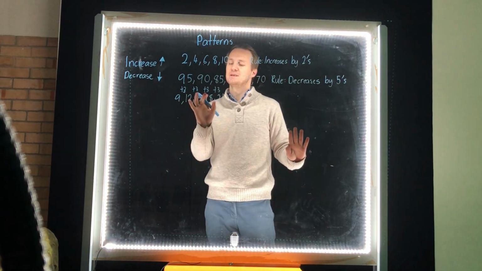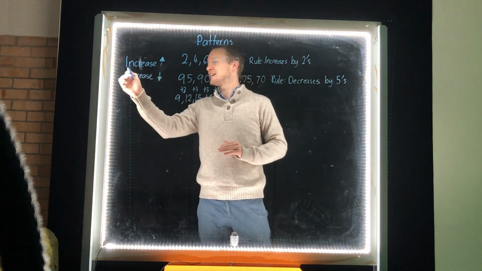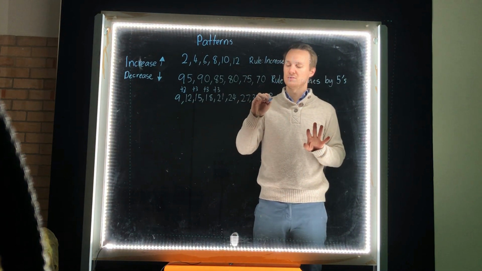So I can see plus 3, plus 3, plus 3. The rule must be that it's going up by 3s. Remember, going up is increases, so I'm going to write my rule.